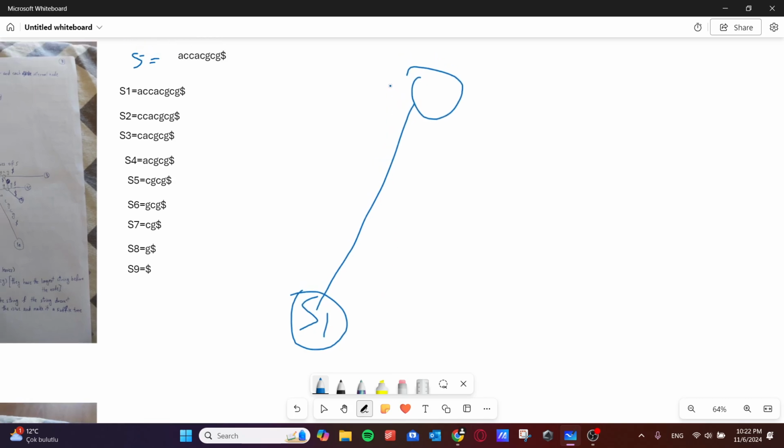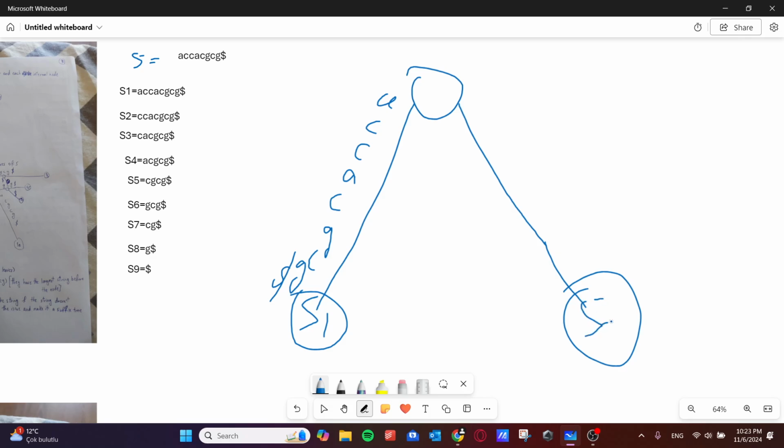This is S1. So here we have A, C, C, A, C, G, C, G, dollar sign. Then we have C. It is a different letter, so I can start with another edge: C, C, A, C, G, C, G, dollar sign. Here I have CA, but here I have C2. I shouldn't start with another edge, so I write a node here.